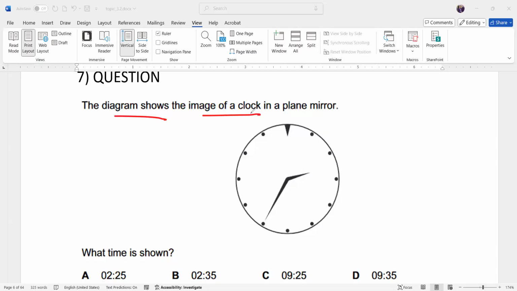So the diagram shows an image of a clock in a plane mirror. It is laterally inverted, which means the left-hand side appears right and the right appears left. So normally we have 1, 2, 3, but here we'll have 1, 2, 3, 4, 5, 6, 7, 8, 9, 10, and 11. So this is between 9 and 10, the hour hand, so it is representing 9, and this is at 5, so it is 25. So it is 09:25.